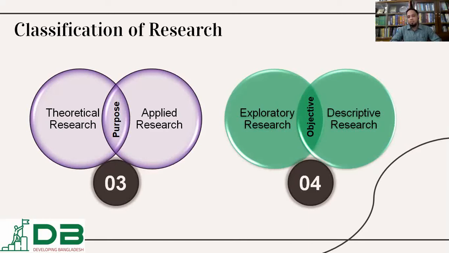We can classify research based on objective of the outcome as well. For example, exploratory research and descriptive research. While a research is conducted for formulating a problem for more clear investigation, it is known as exploratory research. But while we conduct a research to elaborate, to explain the individual or group situation or any particular phenomenon, then we can term it as descriptive research.